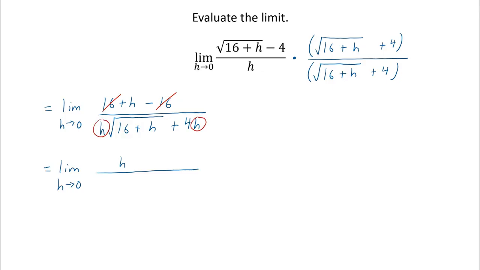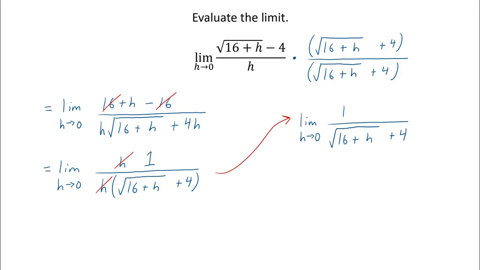And at this point in the process, it's important to notice that each of our terms in the denominator have a factor of h. So let's factor out that common factor of h in the denominator. And that gives us h times the sum, the square root of 16 plus h, plus 4 in the denominator. Now there's a common factor of h in the numerator and the denominator that'll cancel out. That leaves us with just 1 in the numerator.